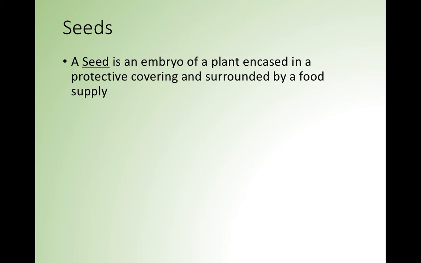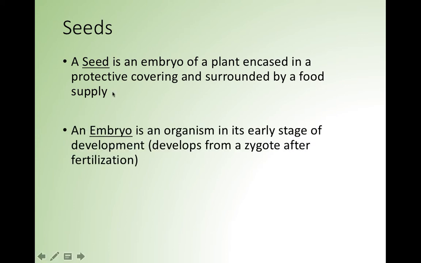Okay, so a seed is actually made up of the embryo, which is that baby plant, encased with some kind of protective covering, and then there's even some sort of food supply that's provided for that baby plant until it's able to grow big enough to carry out photosynthesis and support itself. Okay, so an embryo is that baby plant. It comes from the zygote that's formed after a sperm cell and egg cell come together.